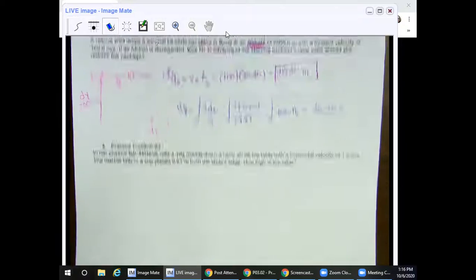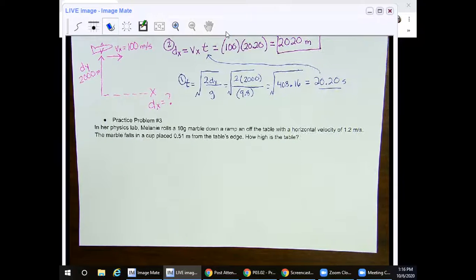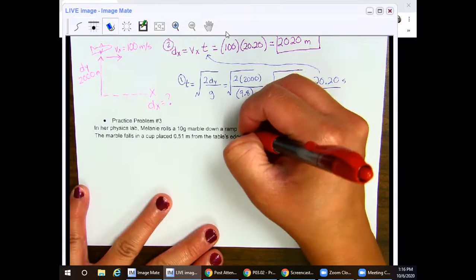All right, finally, our last one. In her physics lab, Melanie rolls a 10-kilogram marble down a ramp off the table with a horizontal velocity of 1.2 meters per second. The marble falls in a cup placed 0.51 meters from the table's edge. How high is the table?